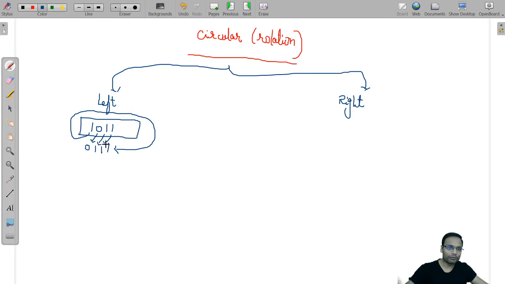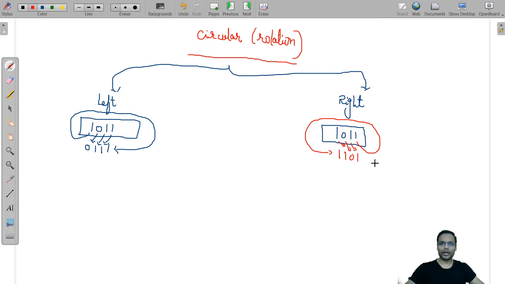So after circular shift, what will be the answer? 1011 was the initial value. Now 0111 is the value in the register after circular shift. Suppose I am having a right circular shift on this number 1011. What happens? The rightmost bit is circularly shifted to the leftmost corner here, and the remaining bits, 101, will be shifted one position to the right. So the answer will be 1101 in the register after the shift.